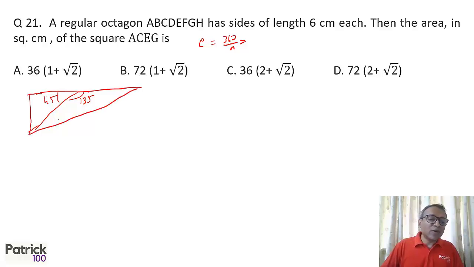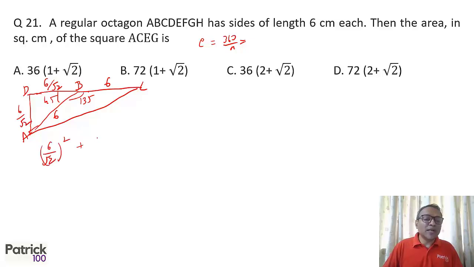If you look at triangle ABC, let's say AC is the side of the square. BC is 6, AB is 6. So this becomes 6 upon root 2. Let's say D, this also becomes 6 upon root 2. So AC, the side, is based on the Pythagoras theorem. It is 6 upon root 2 the whole square plus 6 upon root 2 plus 6 the whole square.